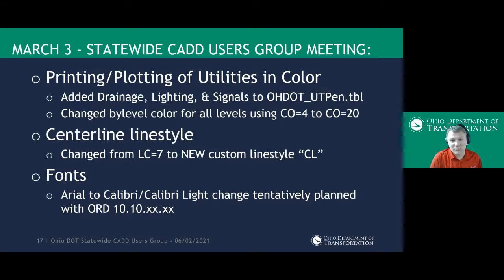We also changed the bi-level color of all the levels that use color 4, yellow, to color 20. This is mostly so those could be seen more easily on a white background, like in a sheet model or a PDF. As far as the center line was concerned, we were going to modify the pen tables to change the way line style 7 prints. But instead we decided to change that from line style 7 to a new custom line style named CL. So you'll see that in the line style list.